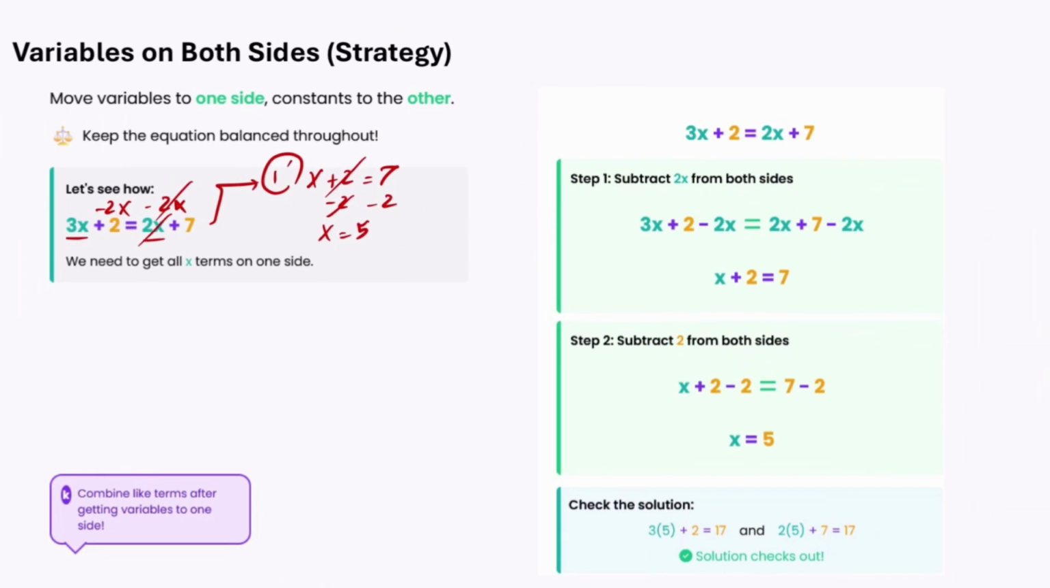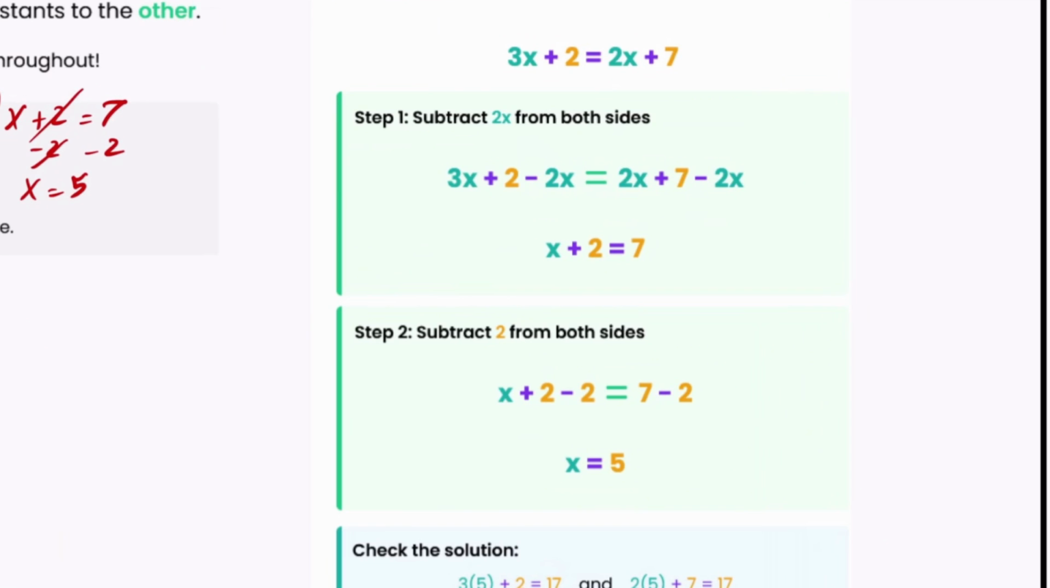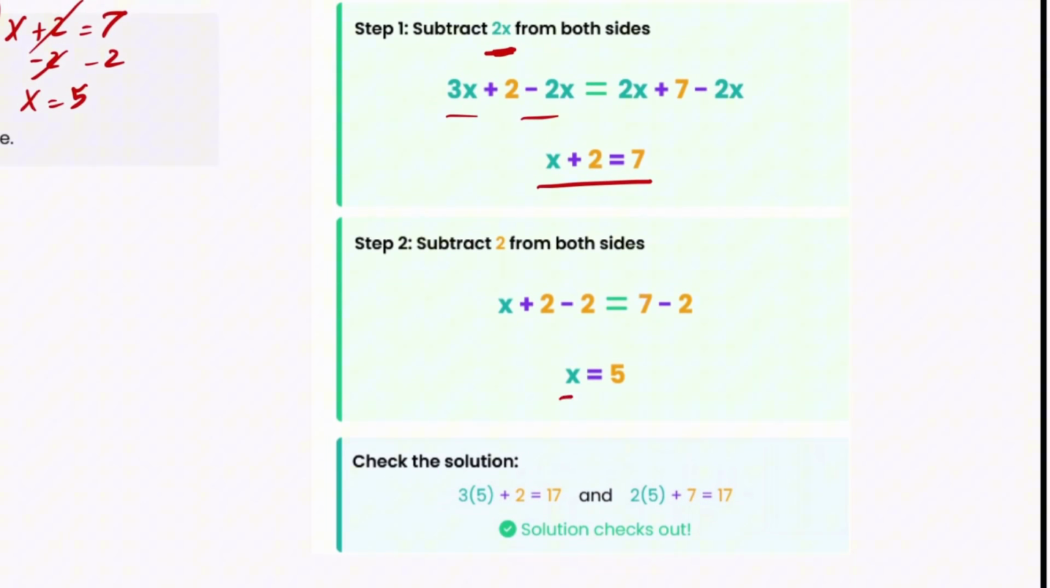Simple. So again, look at this. About the first step, I have to subtract 2x from both sides. So 3x subtracted by 2x is going to give me this. And after that, I do this one like this, and that's my answer.